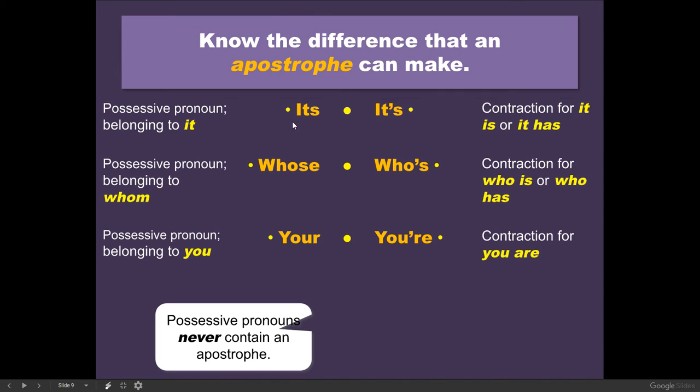Okay, this is possession for it, its tail. This is a contraction for it is. This is a contraction for who is, and this is a possessive pronoun. It belongs to someone. Whose car is that? You wouldn't say who is car is that, right? Whose possession. Your possession. You're contraction.